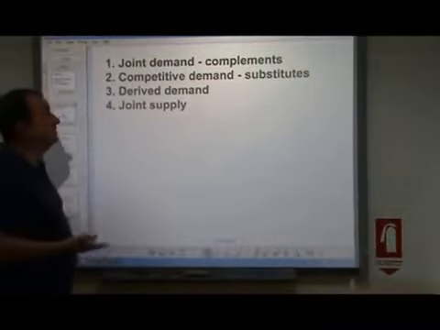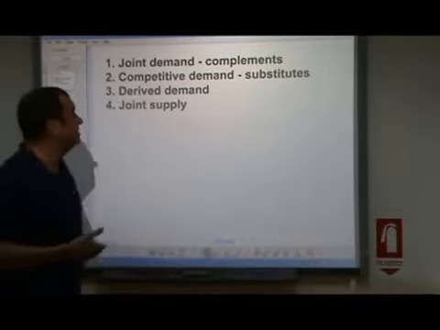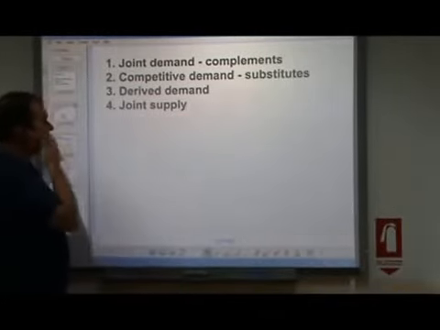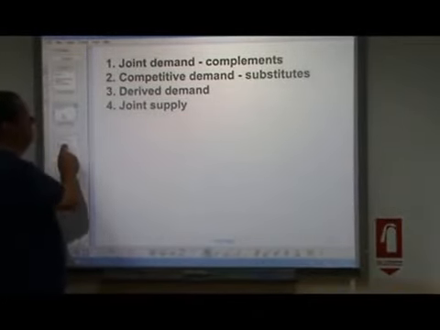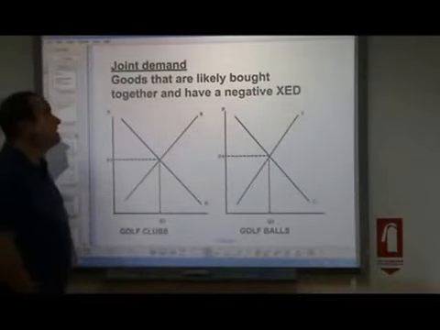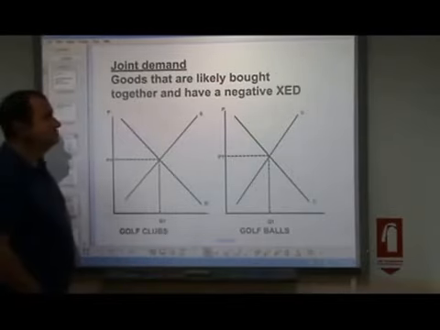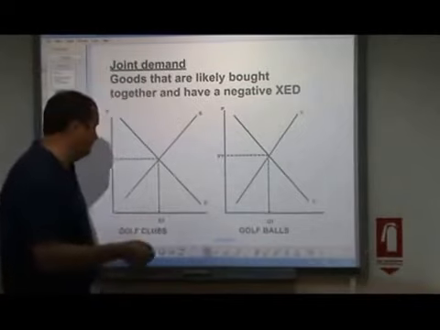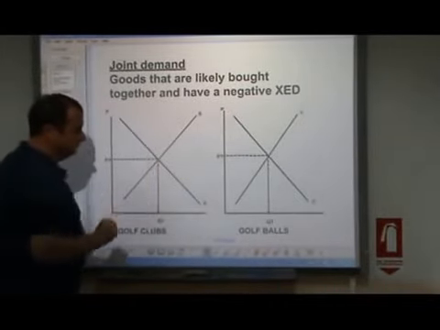We're going to look at joint demand, which are complement goods, competitive demand, substitute goods, derived demand, and joint supply. So let's take the first one, joint demand. Goods that are likely to be bought together and have a negative XED, cross-elasticity of demand, are said to be in joint demand. An example is here, golf clubs and golf balls.